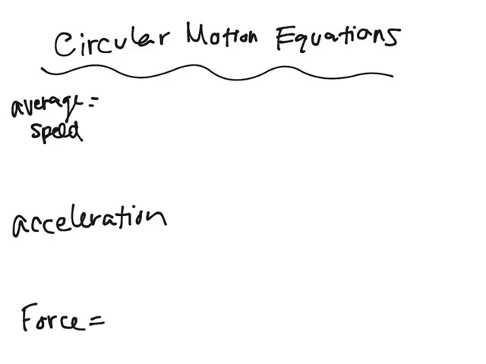Alright, so we need to know the formulas for 3 things for this. That would be how to find the average speed, how to find the acceleration, and how to find the actual force on an object. So speed is always going to be the change in distance over the change in time.